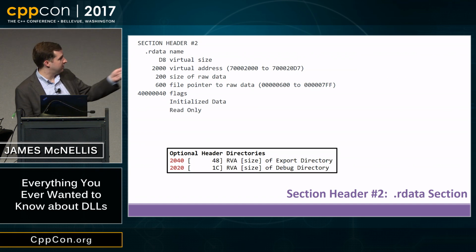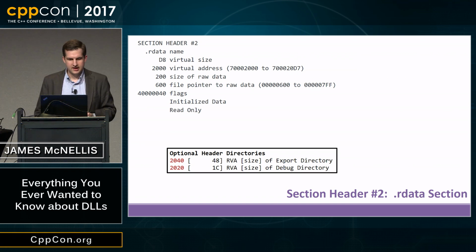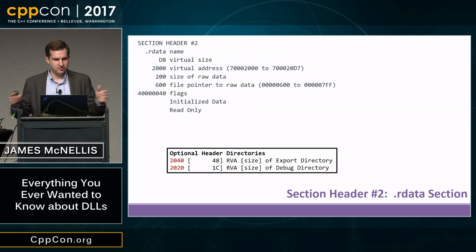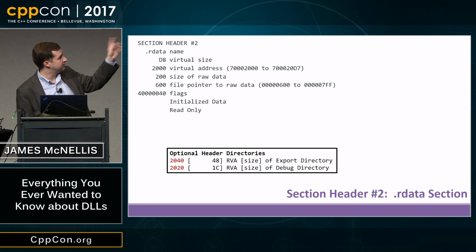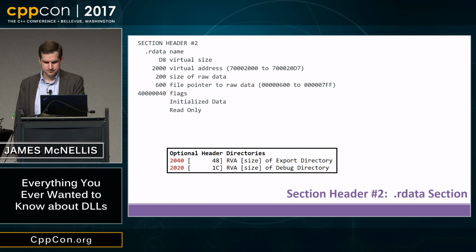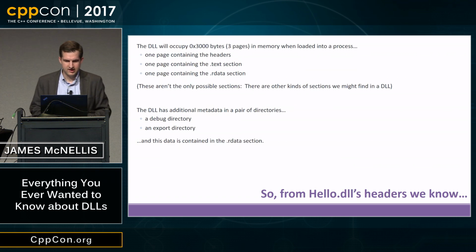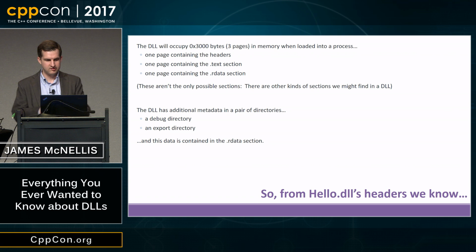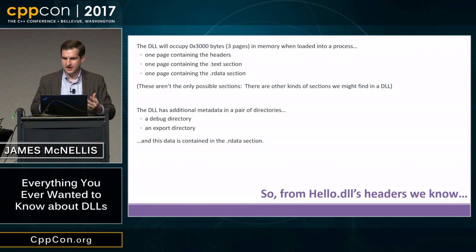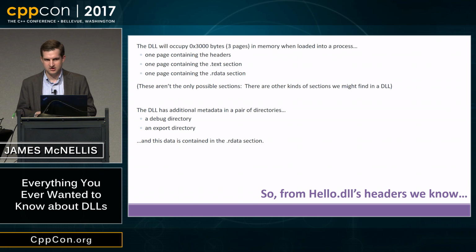We can tell that because the RVA of the export directory, for example, is 2040, and this section occupies all of the virtual addresses from 2000 up until 20D7. You can see that on the 3rd or 4th line of output. So from hello.dll's headers, we know that the DLL will occupy 3 pages in memory when loaded into the process. One page will contain the headers, one page will contain the text section, one page will contain that RData section, and we'll show that in a bit more detail in a bit.